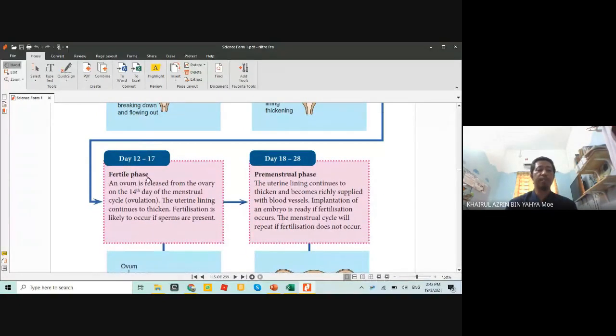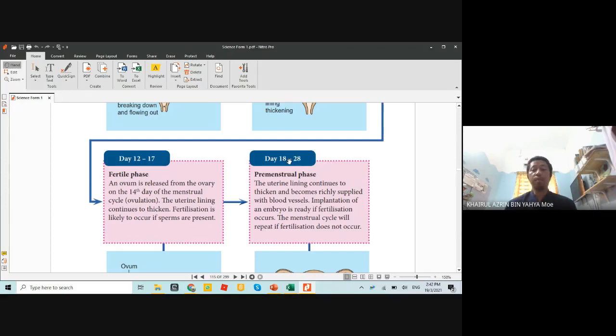this is the third phase, we call the fertile phase, from day 12 to day 17. An ovum is released from the ovary on the 14th day of the menstrual cycle, or we call it ovulation. The uterine lining continues to thicken. Fertilization is likely to occur if sperms from male or from boy or from man are present.